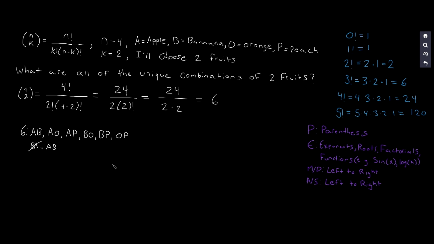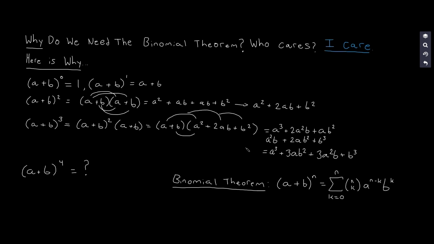And why does this show up in the binomial theorem? Well, it shows up because the binomial theorem tells us how to expand an expression like a plus b quantity raised to the nth power without having to manually multiply parenthetical statements together for hours and hours and hours. It's only going to get more complex.